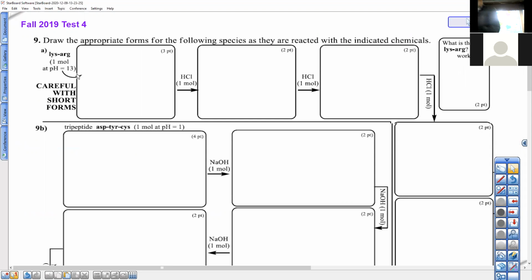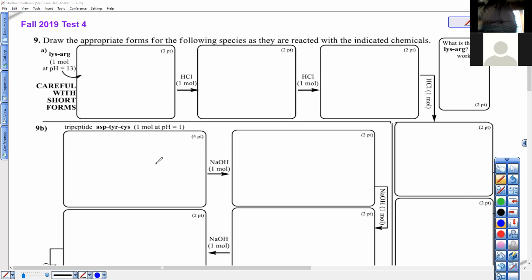pH 13, that's higher than any number on that table. Everything's deprotonated. On your exam, you'll either start everything protonated or deprotonated, what I should have said here. You're going to have either a high pH like 13 or a low pH like 1, but I'm not going to do both of these.